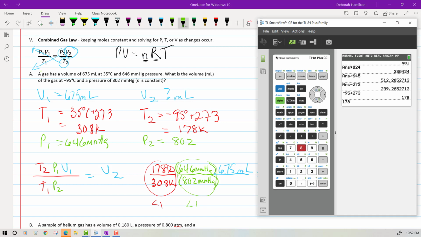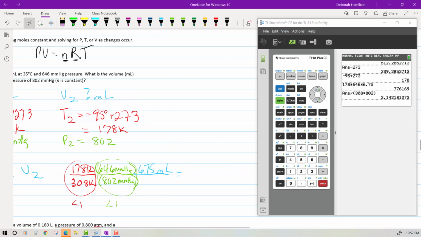178 times 646 times 6.75. All right, then I'm going to divide by, I'm going to use my parentheses, 308 times 802. All right, I get 3.14. So 3.14 is my new volume.